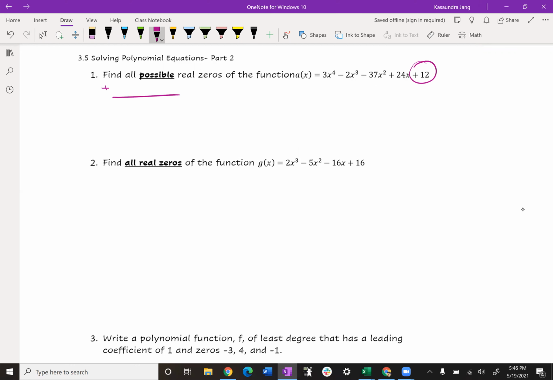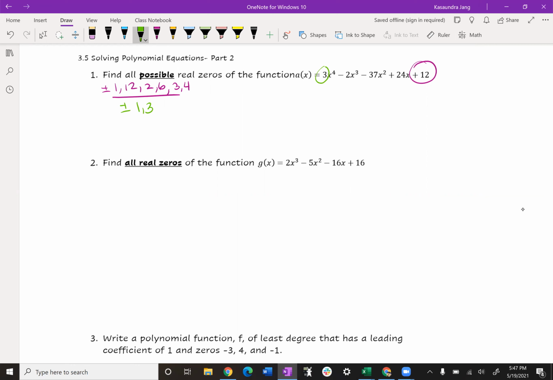So let's see, the factors of 12, I could have a positive or negative. 1 times 12 is 12. I could have 2 times 6, that would give me a 12. 3 times 4 is 12. Okay, so these are my factors of 12. And then that's got to be over the factors of the leading coefficient, 3. So positive and negative, it's a prime number, so just 1 and 3 going evenly.